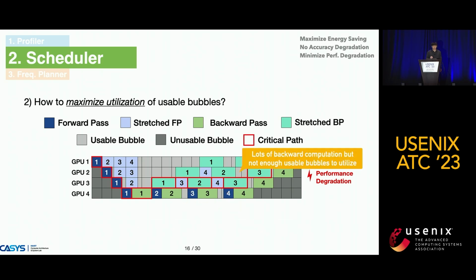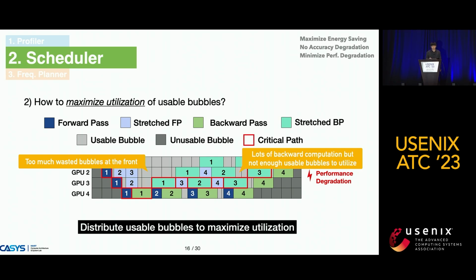Secondly, there is an uneven distribution of usable bubbles. There is a lot of backward computation at the end, but not enough usable bubbles to utilize. Meanwhile, there are too many wasted bubbles at the front. We need to distribute usable bubbles to maximize utilization of bubbles.